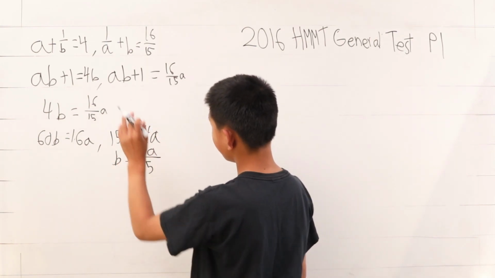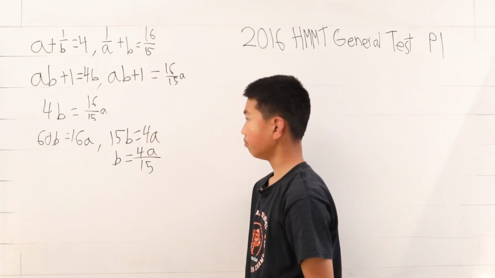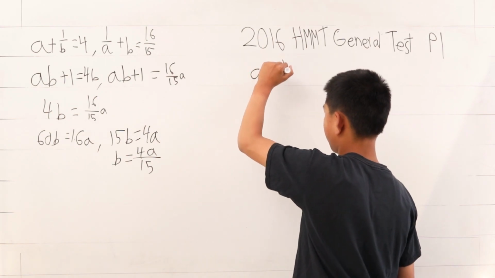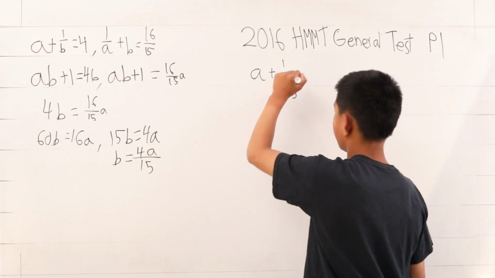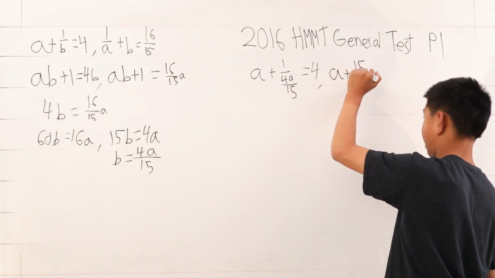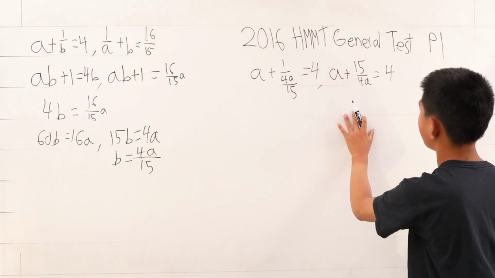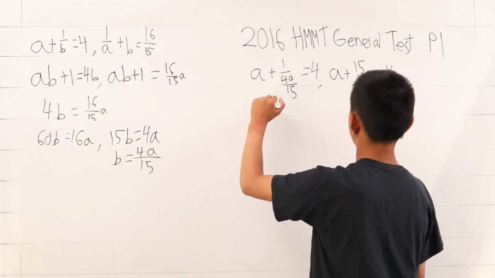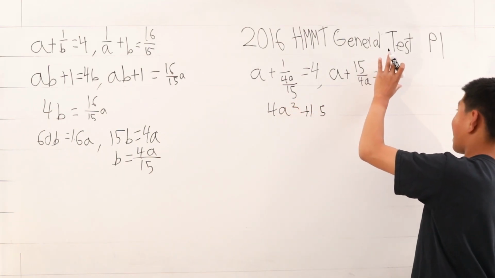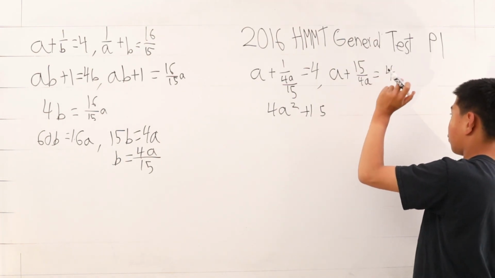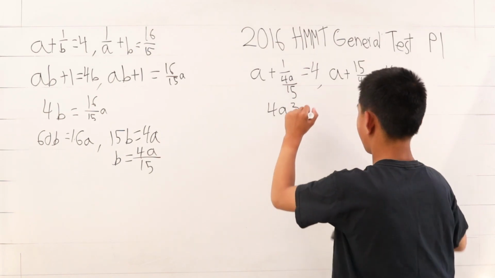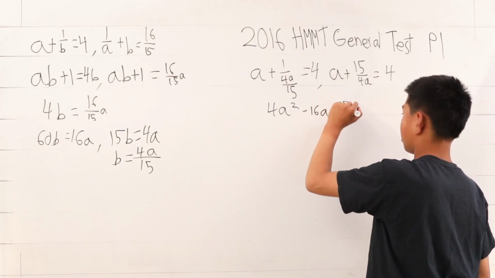Now we can plug this value of B into one of the original equations we were given and then solve. Let's take this first one. So let's see. A plus 1 over B, which is 4A over 5, is 4. We can rewrite this as A plus 5 over 4A is 4. Now we multiply both sides by 4A. Here we get 4A squared plus 5. We have a 4A here. Since 4 times 4A is 16A, we can move it to this side, so it's not plus anymore. We subtract the 16A and then add the 5 to be equal to 0.